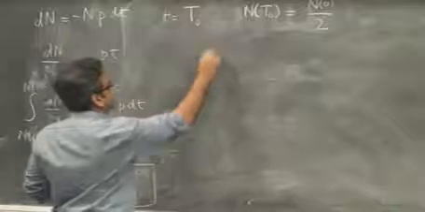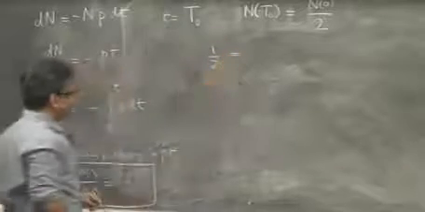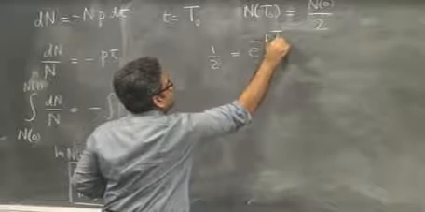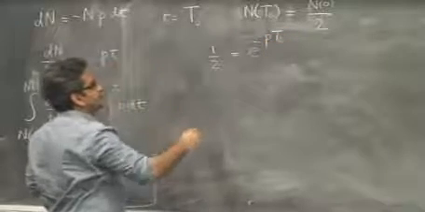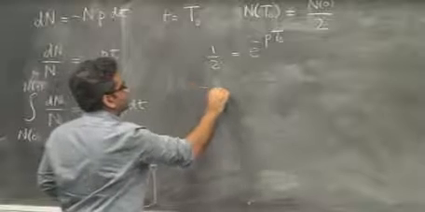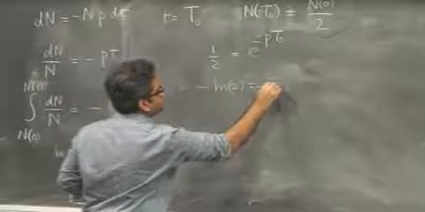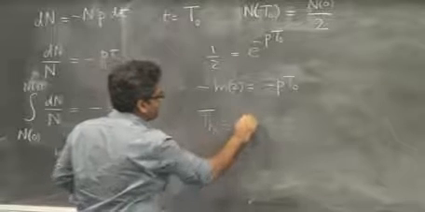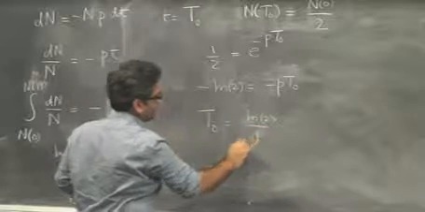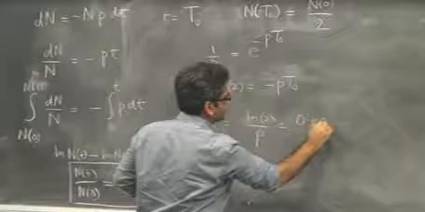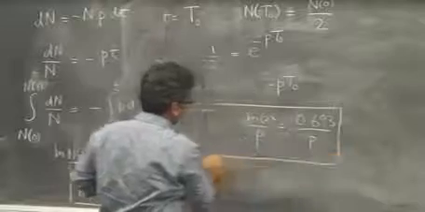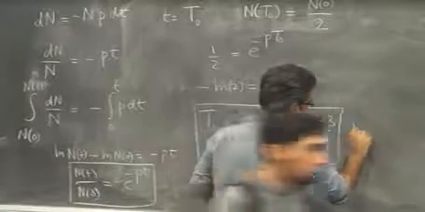If you put these conditions here, you will get 1/2 equals to e power minus p t naught. Okay, so this will give me minus log 2 equals to minus p t naught and t naught equals to log 2 over p, which is 0.69 over p. This is what we call half-life.